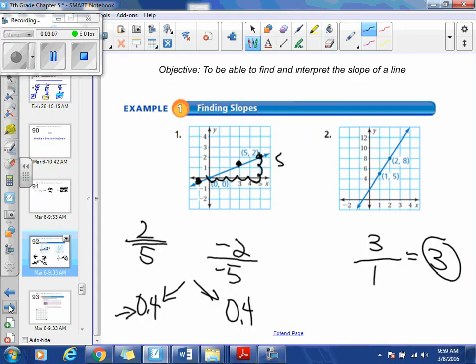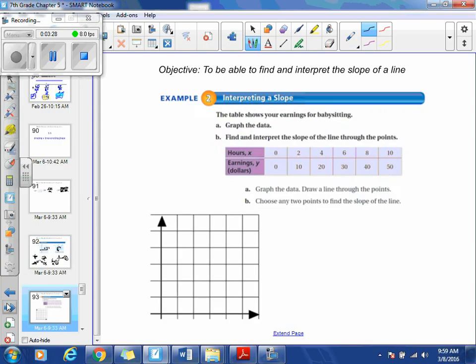If I had gone with my gut and maybe gone from this point to this point, first I'd calculate my rise and I'd say, okay, that's 2, 4, 6. My rise is 6. My run is 1, 2. When I take 6 divided by 2, I also get 3. So again, slope is how you get from one point on the line to any other point on the line.